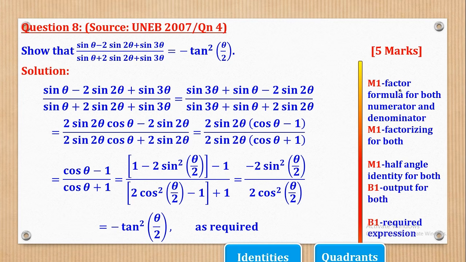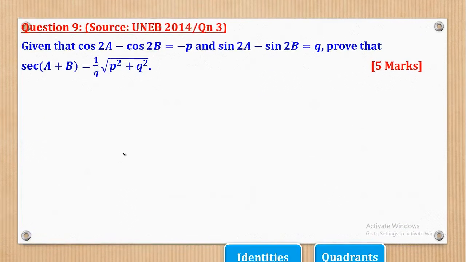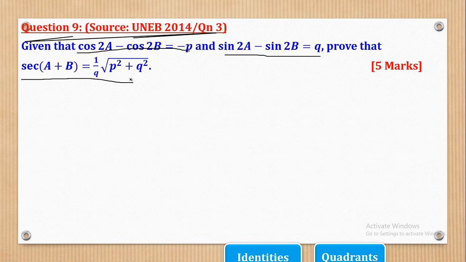So M1 for factor formula for both numerator and denominator. Then M1 for factorizing both, M1 for half angle, B1 for the output of both, then B1 for the required expression. So now we shall go to question 9, which came from UNEB 2014 question 3, and says that given that this is that and this is that, prove that this is equal to that.